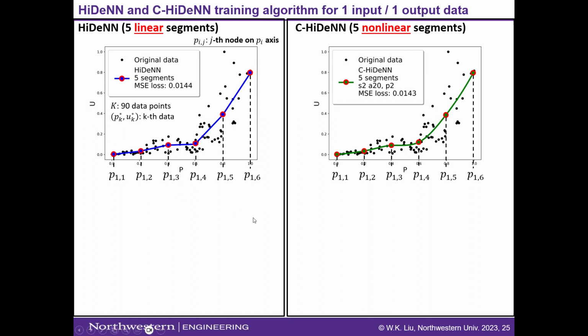It can be viewed like this. Suppose that we have one data point, p_k star and u_k star, and we find out that this data point belongs to this segment, p of 1, 4 and p of 1, 5. Those are nodal coordinates. Then we find the shape functions of that linear element. The corresponding shape function values are N4 and N5, and the corresponding nodal variables are u4 and u5.